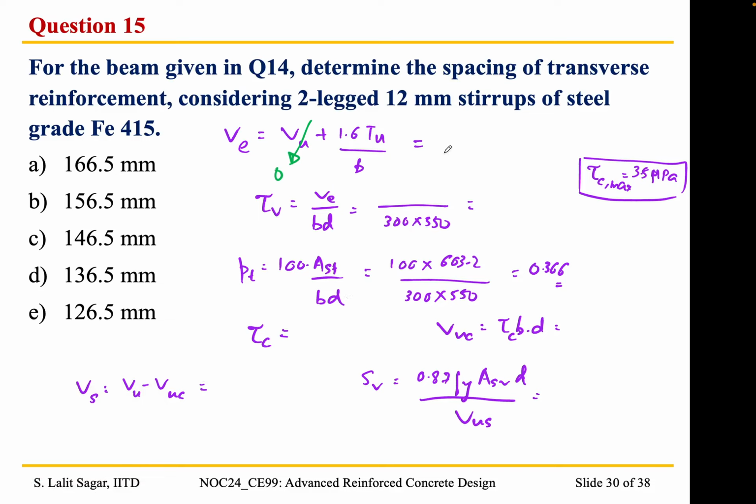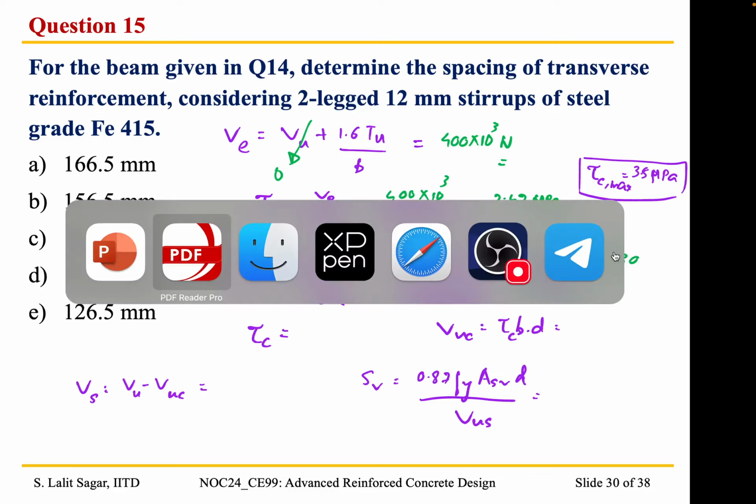So Ve, the design shear force, is 400 kilonewton. Tau e is 400 into 10 to the power 3 divided by bd. So tau e comes out to be 2.42 MPa. And here Pt is 0.366 percent, and corresponding to M30 concrete and Pt of 0.336, let us go back to the table and look at what we get.